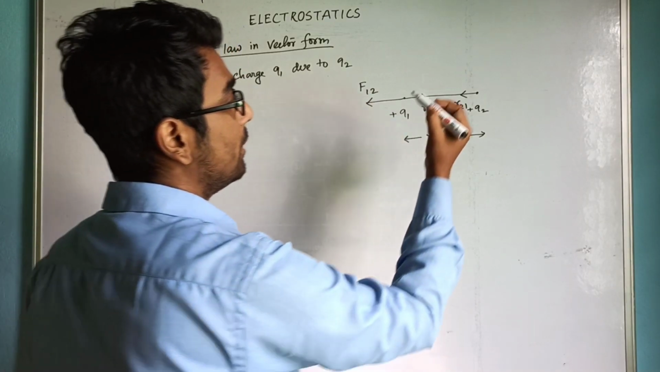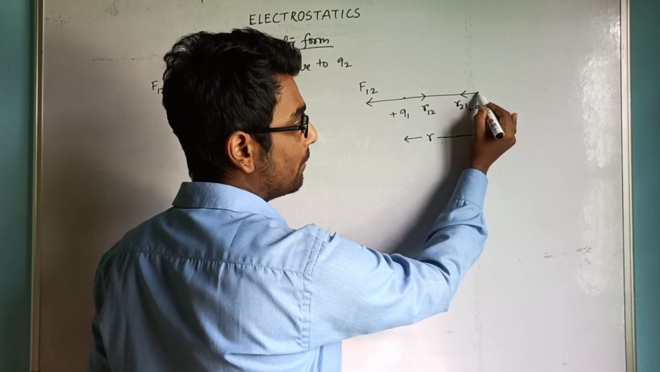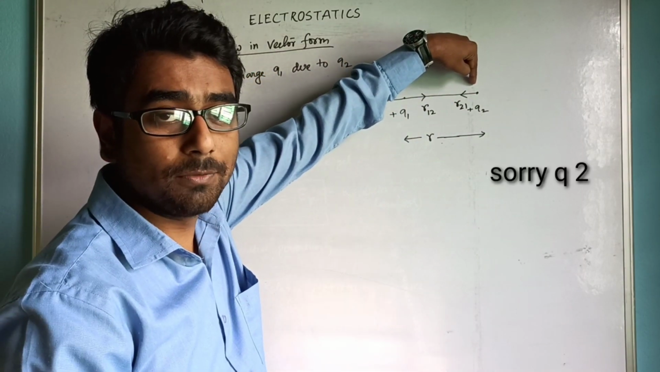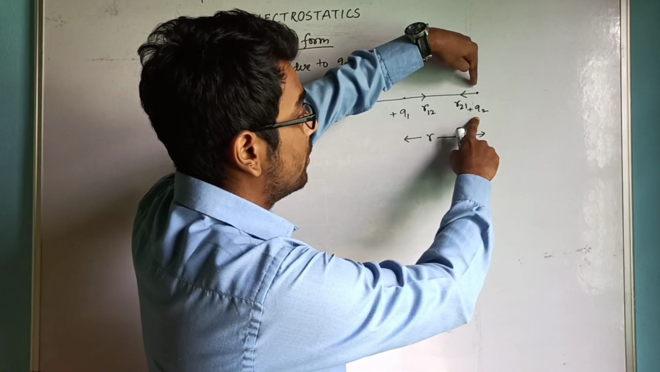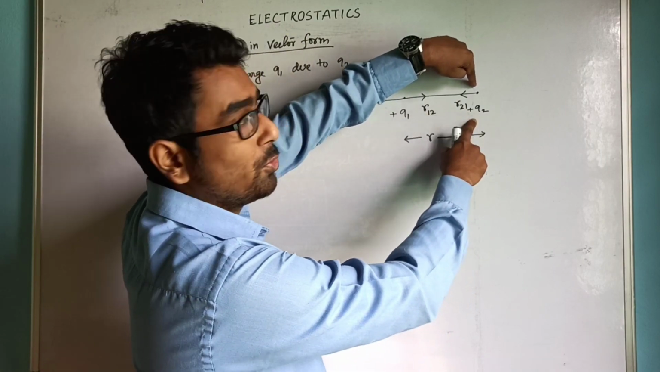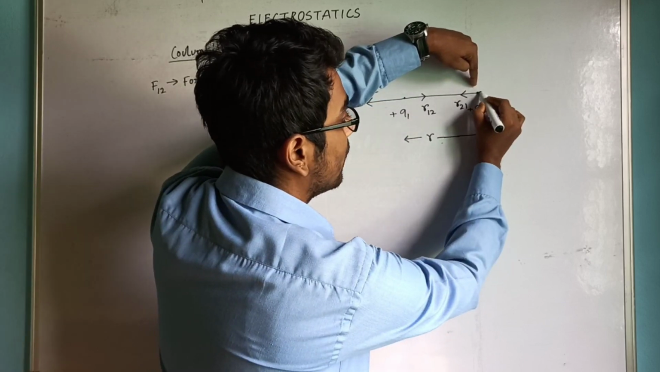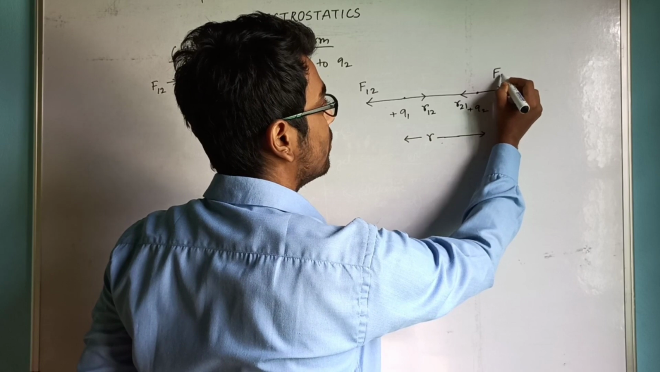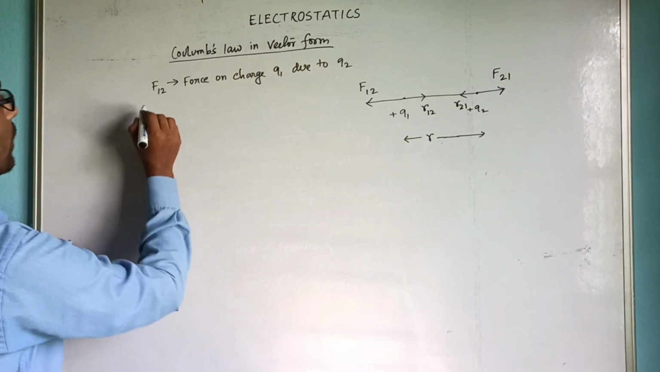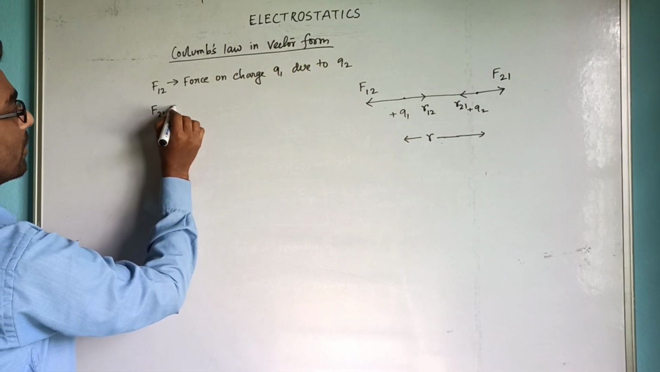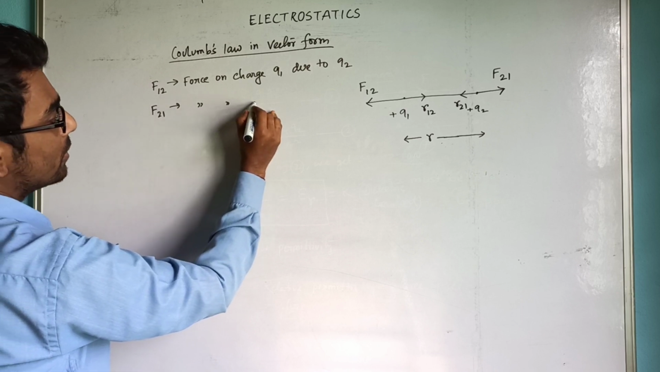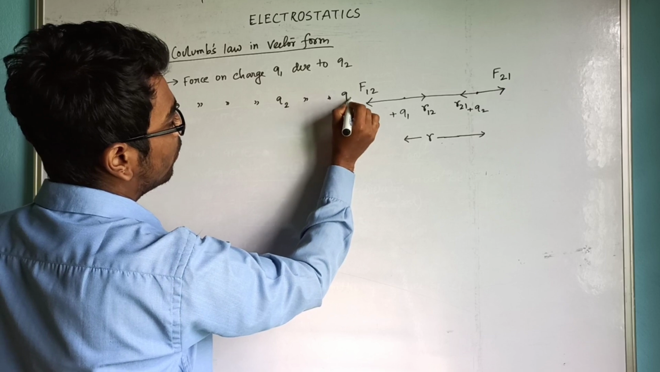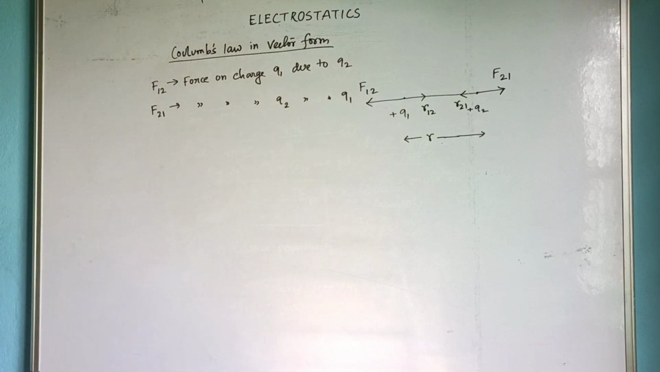In a similar way, if you choose the point of reference at Q2, it will again be a repulsive force. So the force due to Q1 on Q2 will be in this direction. Q2 will move in this direction. So it will be F21. F21 is the force on charge Q2 due to Q1. Simple.